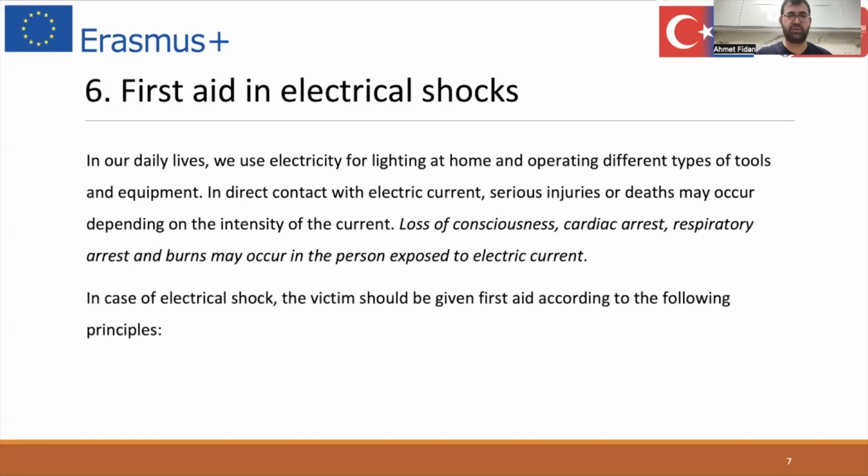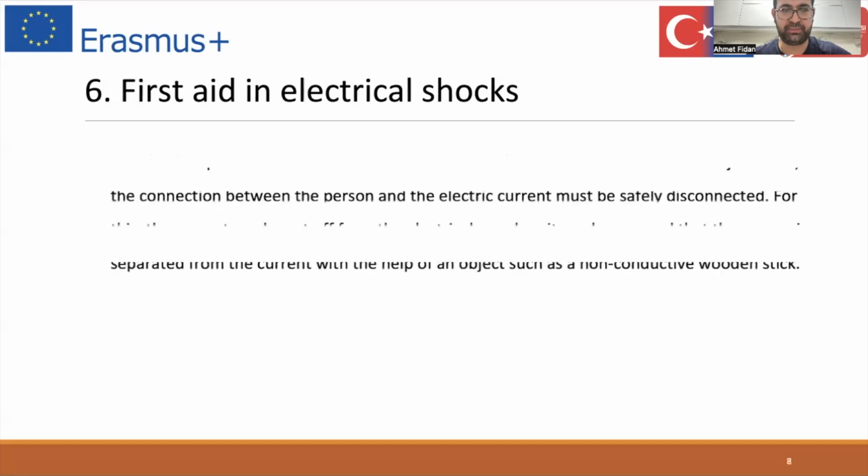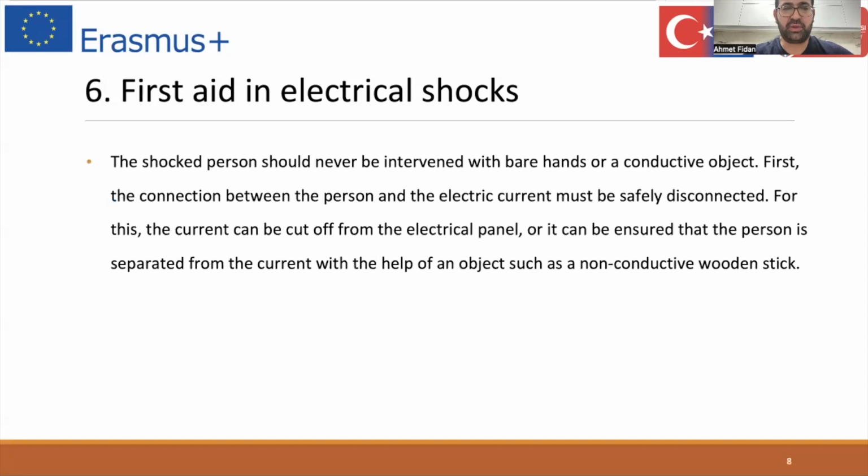In case of electrical shock, the victim should be given first aid according to the following principles. The shocked person should never be intervened with bare hands or a conductive object. First, the connection between the person and the electric current must be safely disconnected. For this, the current can be cut off from the electrical panel, or it can be ensured that the person is separated from the current with the help of an object such as a non-conductive wooden stick.